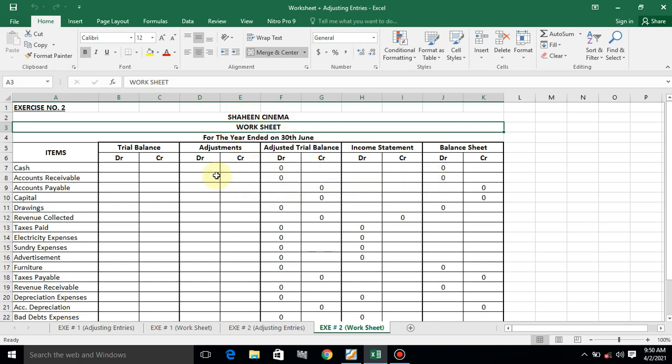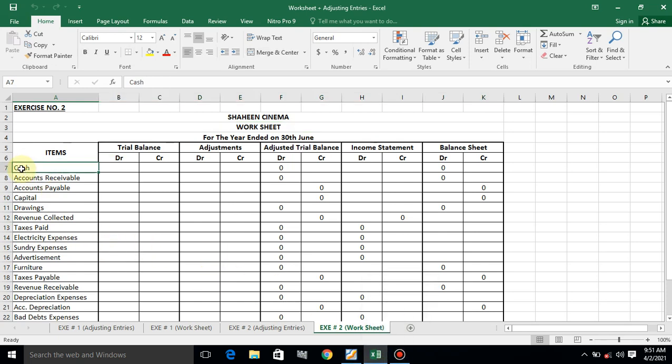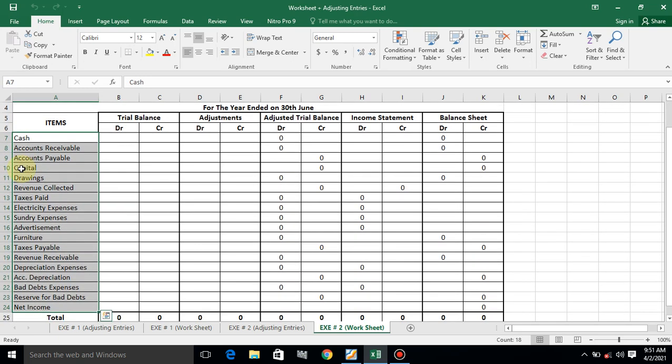On the top of the worksheet you have to write the name of the organization or corporation. After that you will write worksheet, because this is the worksheet format, and if the date is mentioned to you, you will also write for the year ended on 30th June. So these were the 5 major columns, and these items, as you can see on the screen, are taken from trial balance, and there are some items which are taken from adjustments.